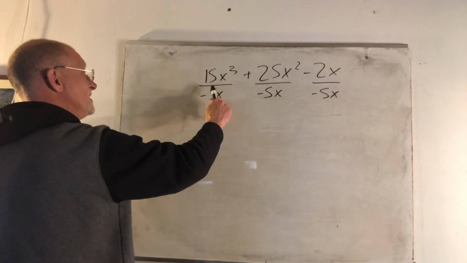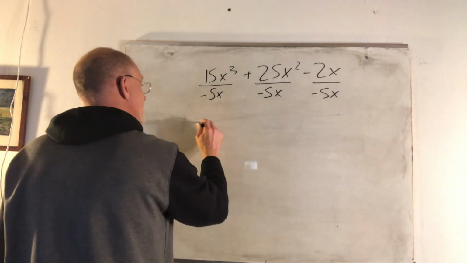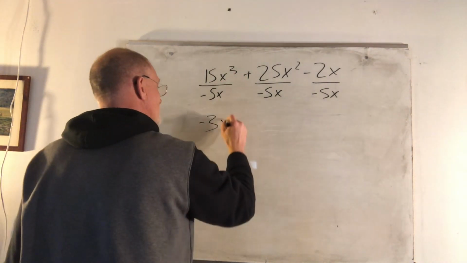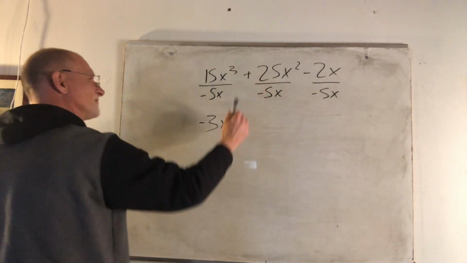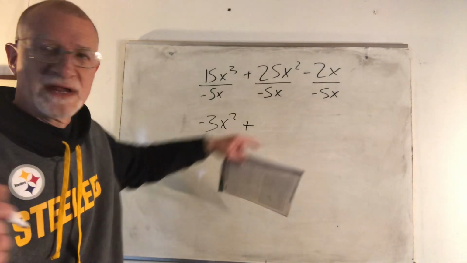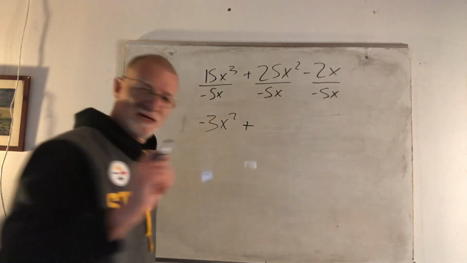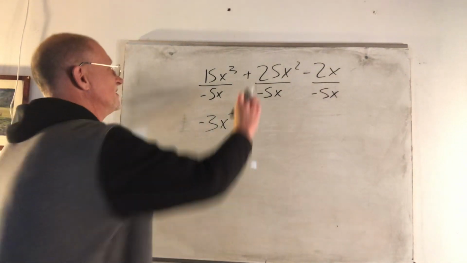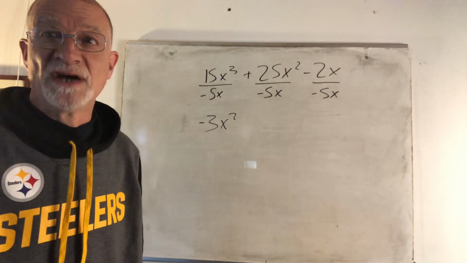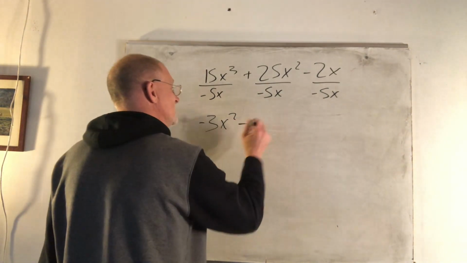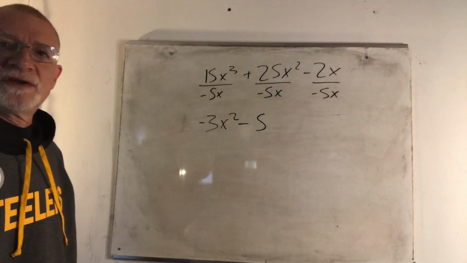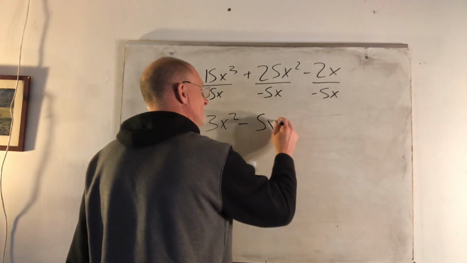So 15 divided by negative 5 is negative 3. X cubed divided by x is x squared, 3 minus 1. Next part, 25 divided by negative 5 is negative 5. So because that's going to be negative 5, I'm going to take this plus and turn it into a minus. Otherwise, it's going to be plus negative. So minus 5x, make sure that still looks like a 2, x squared divided by x is simply x.